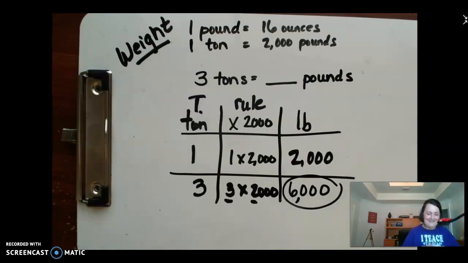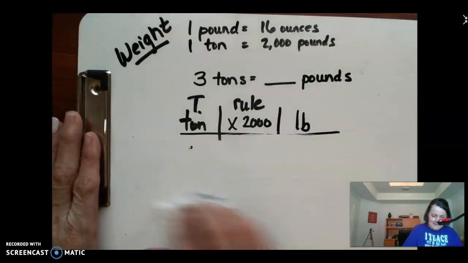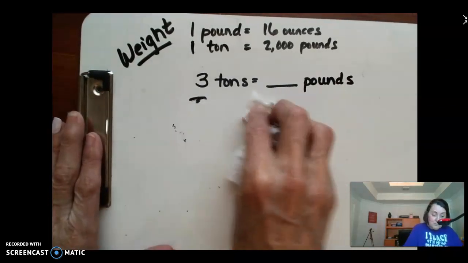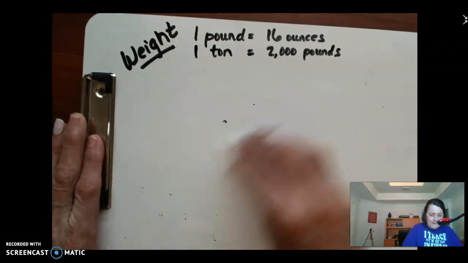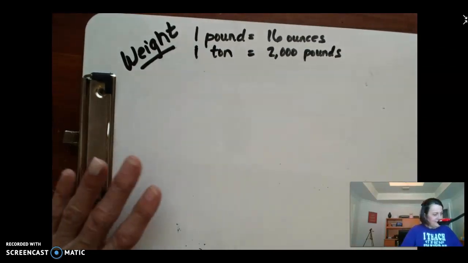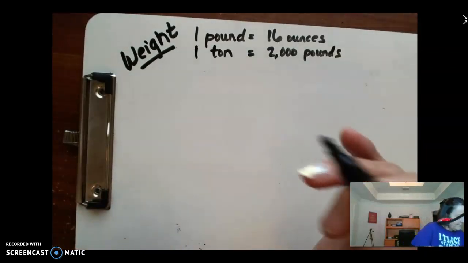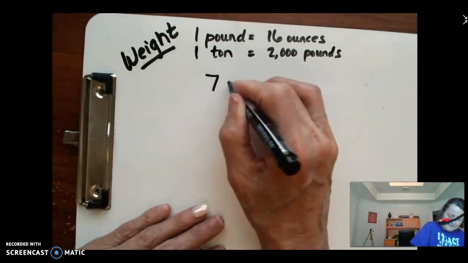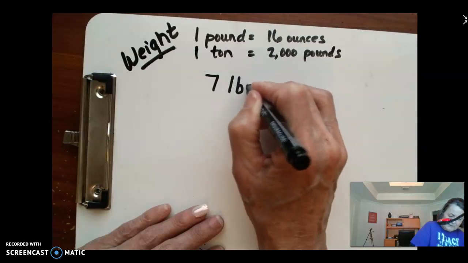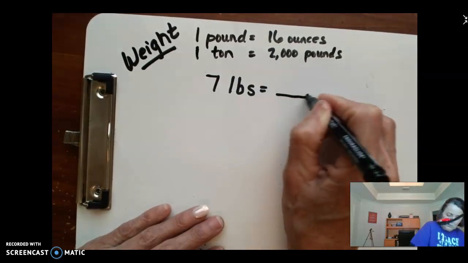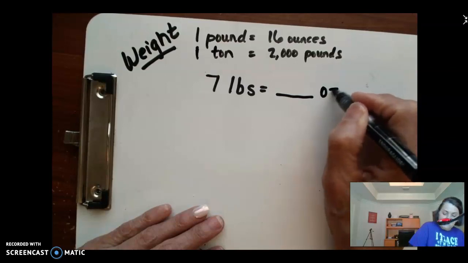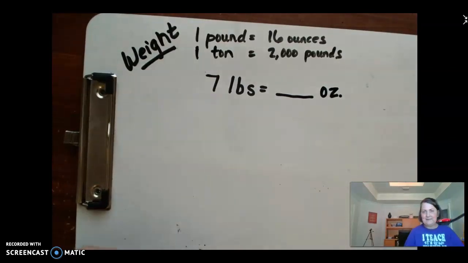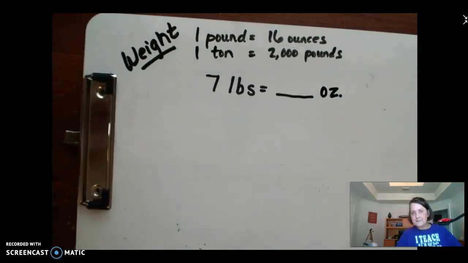Okay. I'm going to erase. And if you have a dry erase marker on board, just go ahead and erase it. Otherwise, get your paper and pencil ready. And now, let's do 7 pounds. Let's write 7, and let's use the abbreviation. 7 pounds is equivalent to how many ounces? And that would be OZ. That is your abbreviation for ounces.